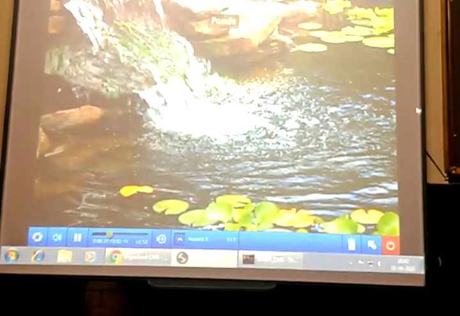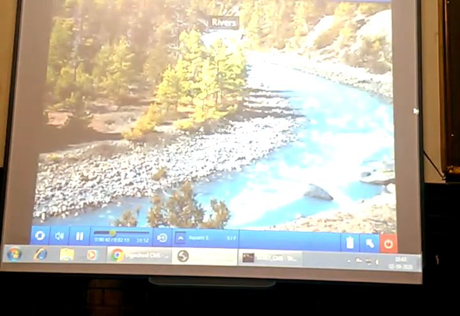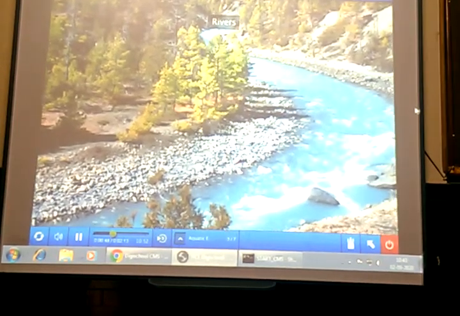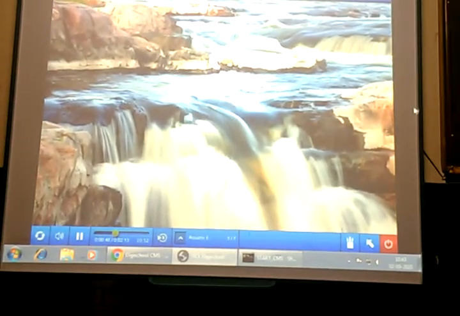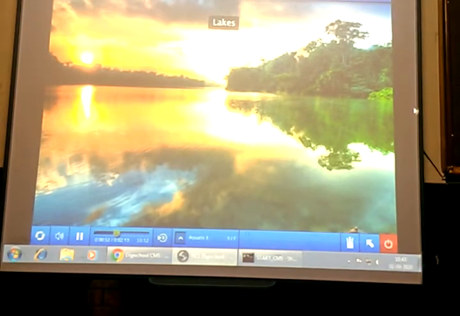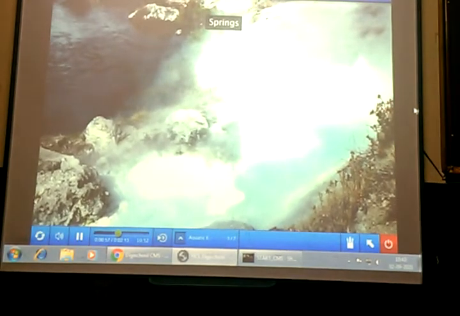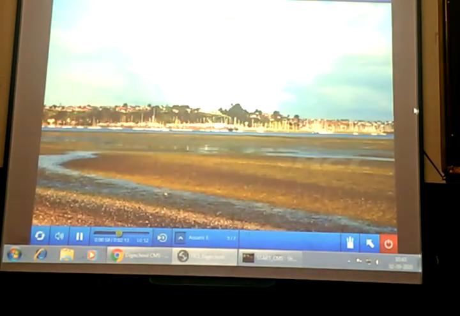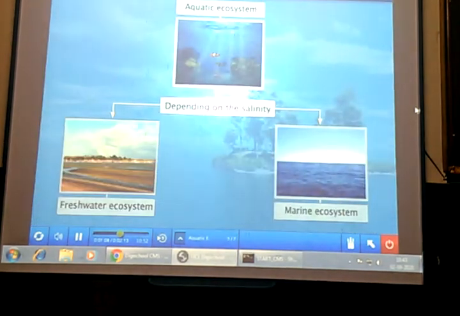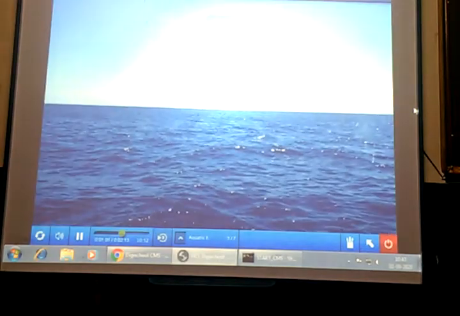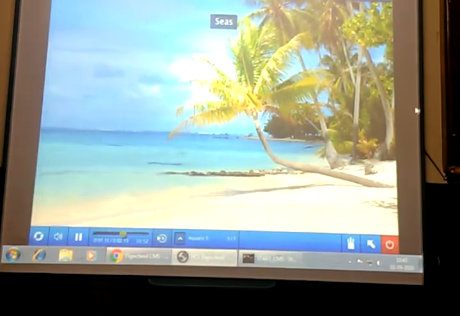Freshwater ecosystems are located in ponds, rivers, streams, lakes, springs, and wetlands. Marine ecosystems are found in oceans and seas.